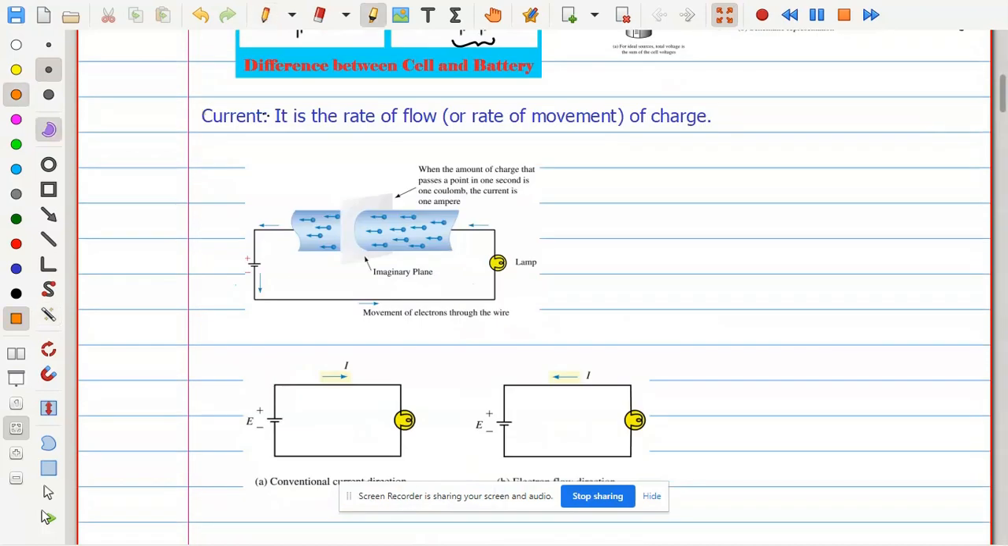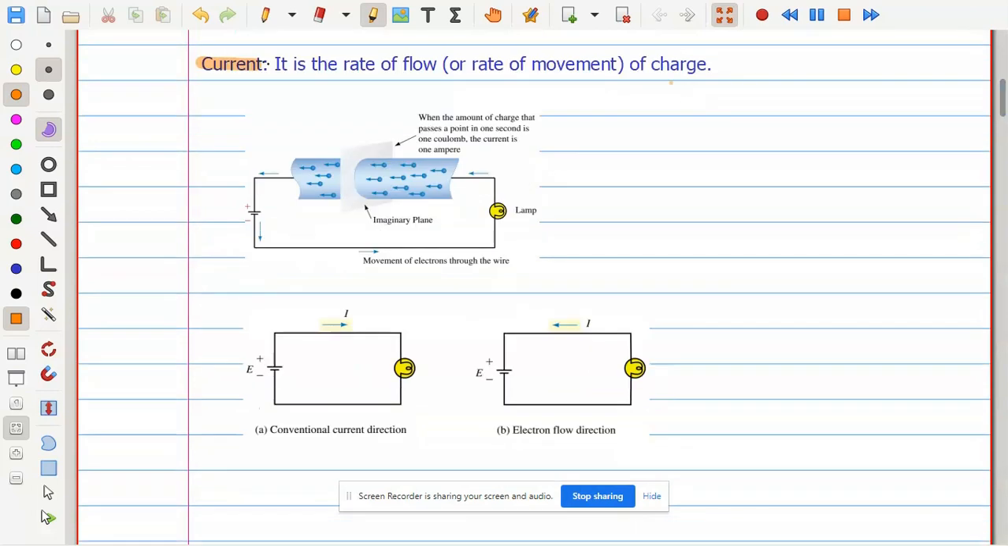And let us quickly see the current nature also. We said that the rate of flow of charge, or the rate of movement, is what current is, and we can state this point in another way. Usually whenever you have a conductor, what does the conductor do? It provides the path for the flow of charge, and it has free electrons.